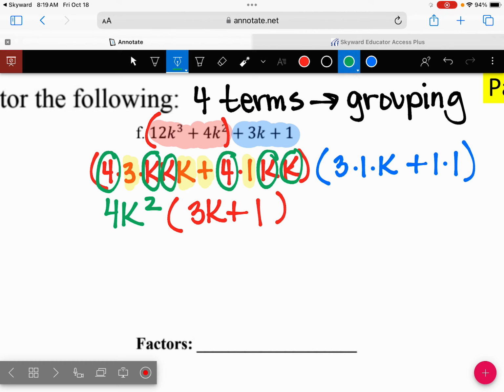So we're going to take out the 1. So we've got a plus 1 on the outside. And then what we have left inside, again, would be 3k plus 1.